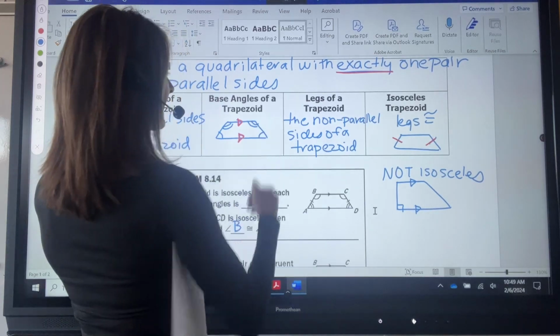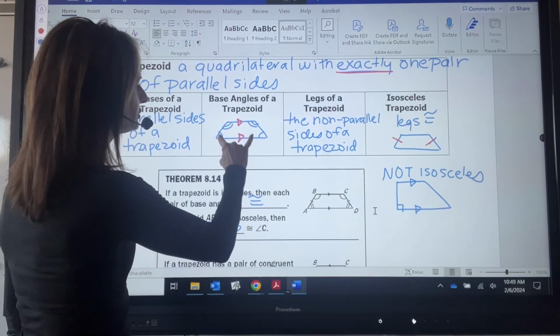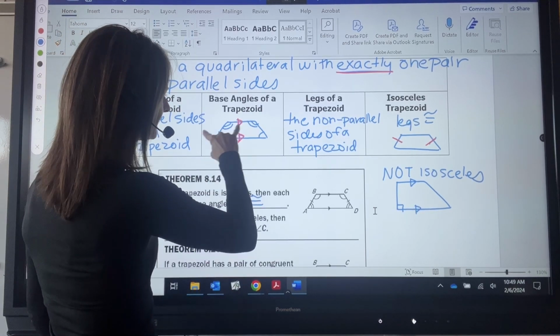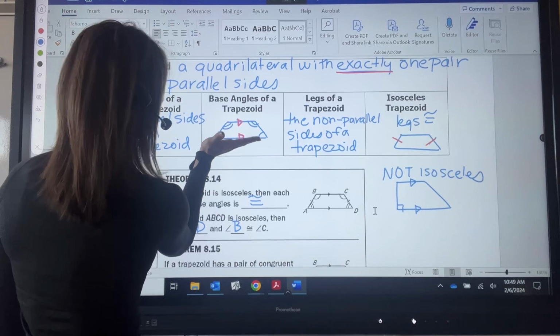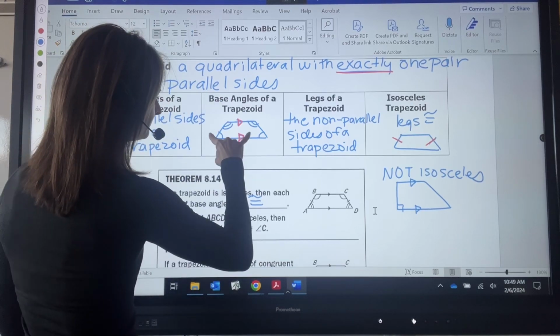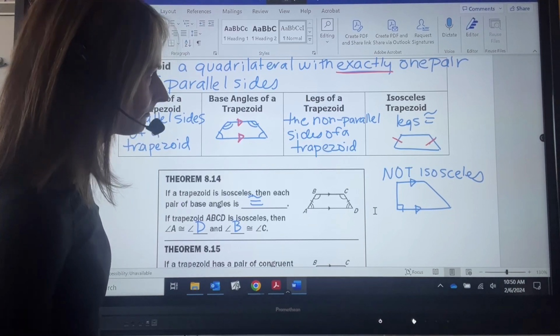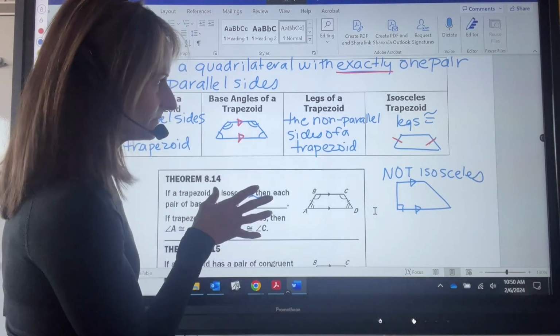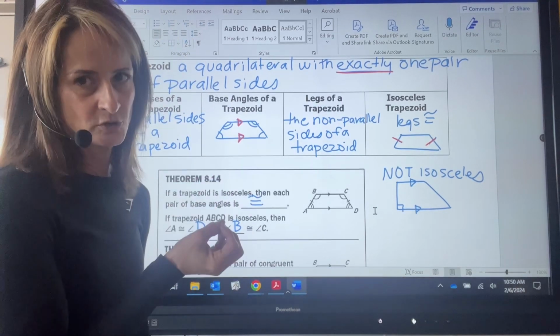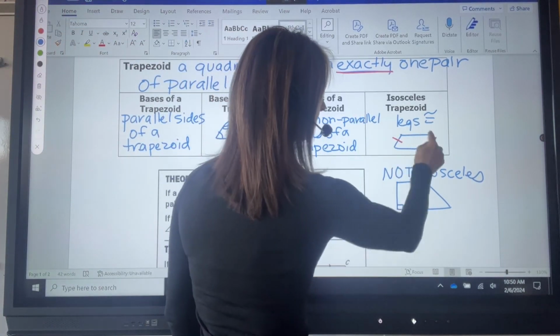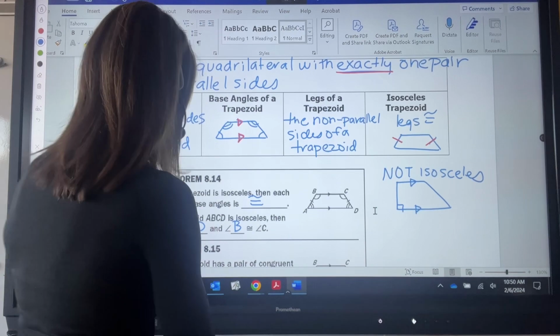And the base angles, we have two sets, right? The base angles are on either side of the parallel sides. So we have one pair and we have another pair there. An isosceles trapezoid is a specific type of trapezoid where the legs are congruent. So I put a little mark there to show you the legs are congruent.